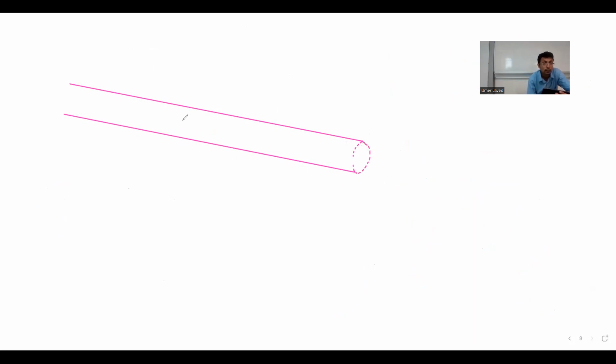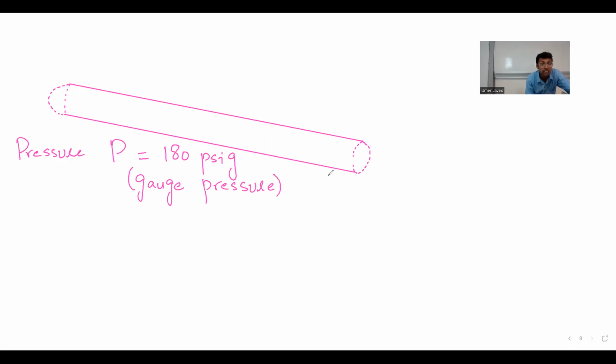So let me make a very easy problem. The question says that a pressure P equal to 180 pounds per square inch gauge. That is gauge pressure. Anyone who can tell me what is a gauge pressure? Pressure that is measured relative to atmosphere. Is it clear or not? You have heard about it, right? Okay. I'm not sure whether you have. So this is 8 feet. The thickness of this is 3/8 inches. This is a steel cylinder.